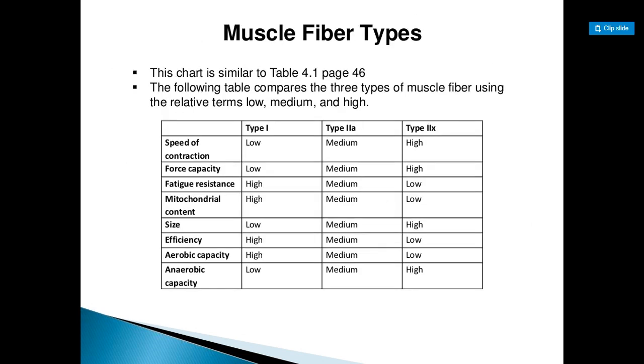So let's move on further. Muscle fiber types. The chart, similar to the following table, compares the three types of muscle fiber using the relative terms low, medium and high: speed of contraction, force capacity, fatigue resistance, mitochondrial content, size, efficiency, aerobic capacity and anaerobic capacity.